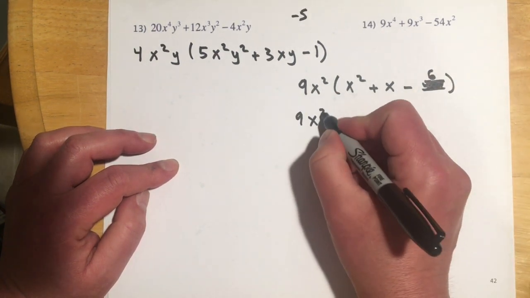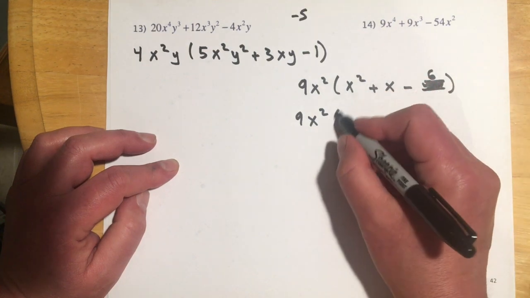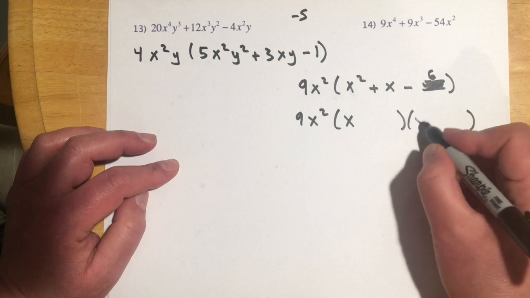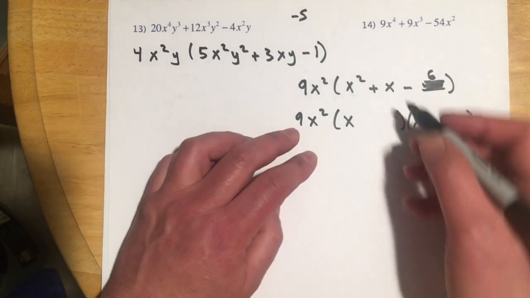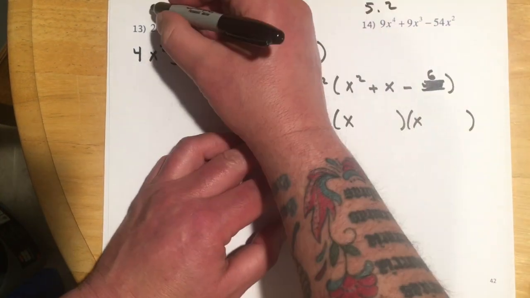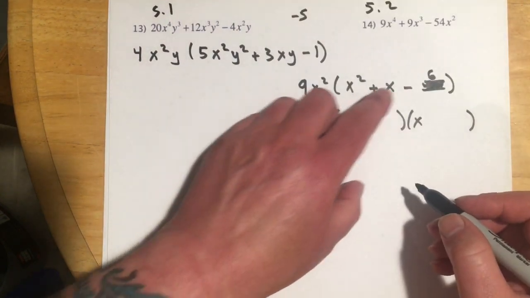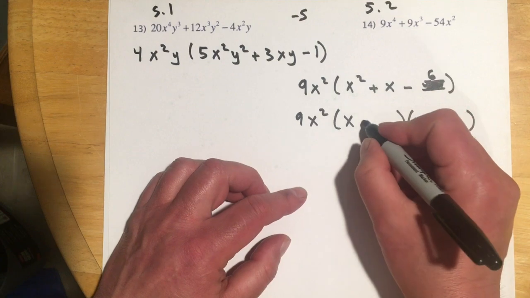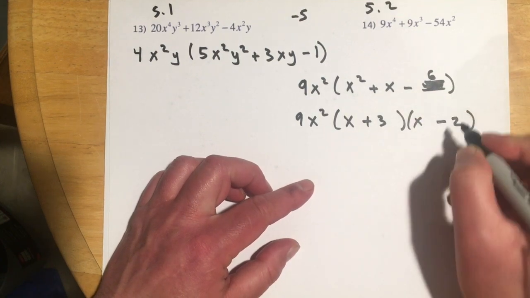So then we got 9x squared. This is 3 terms, leads with a 1, so it's kind of the nice kind. Again, this is the one that you probably need to be good at. And this is section 5.2. This was section 5.1. We're looking for 2 numbers to multiply to be negative 6 and add to be 1. So plus 3 and minus 2.